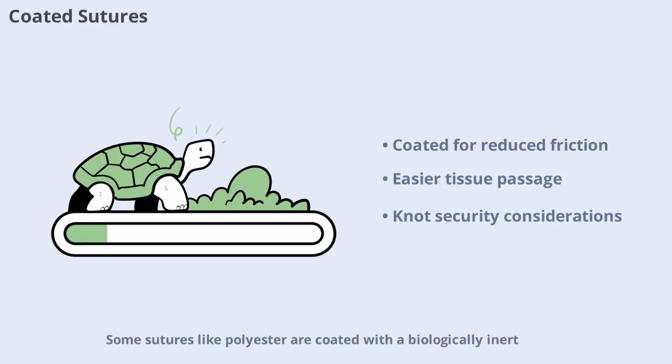Some sutures, like polyester, are coated with a biologically inert, non-resorbable compound. This coating acts as a lubricant, dramatically reducing surface friction and allowing the thread to pass more easily through tissues. However, the coating can make knot security an issue, as the material may untie if not secured with a surgeon's knot. Understanding the role of coated sutures helps in selecting the right material for procedures requiring smooth passage and reliable knotting.